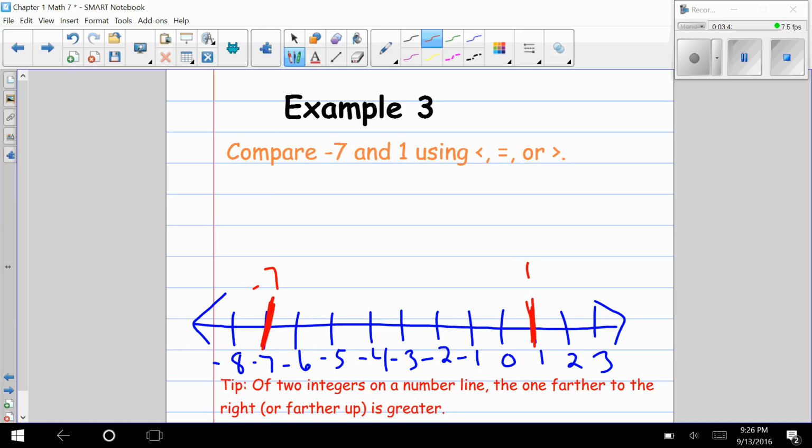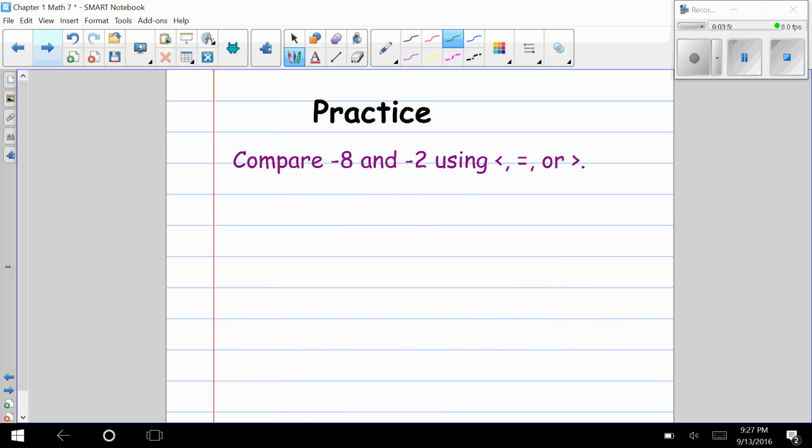My little tip at the bottom of the paper says, of two integers on a number line, the one farther to the right or farther up is greater. So that means that 1 is greater. So to compare these, I'm going to use a less than sign. -7 is less than 1.